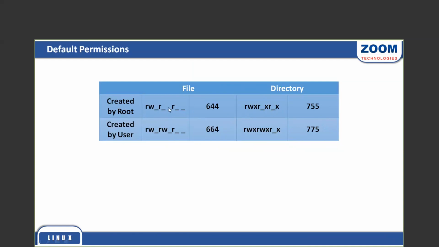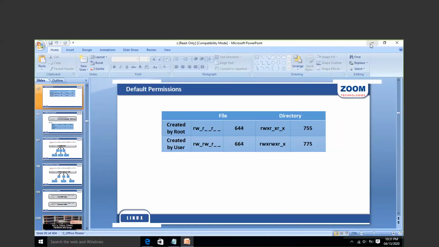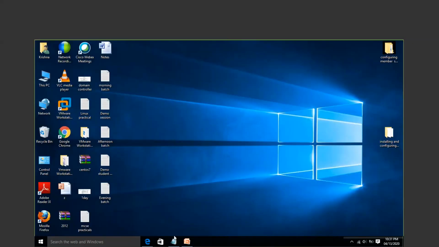So how to convert the permission from alphabets to numbers? I'll show you one example, then you can understand. Just give me a minute. So let me first log in as the administrator.